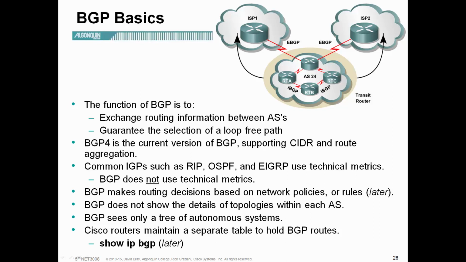BGP does not show the details of the topology within each AS. It simply sees a tree of these ASs, and each route will show you, as I said before, which ASs must be hopped through in order to get to the destination. The paths that are held in BGP on each router can be seen on a Cisco router with the show ip bgp command, and we'll look at that much closer later on.